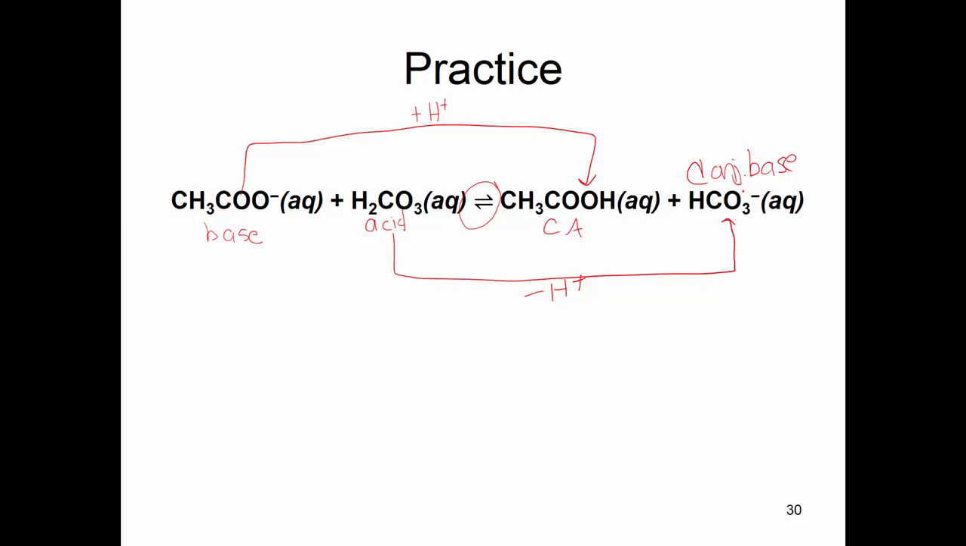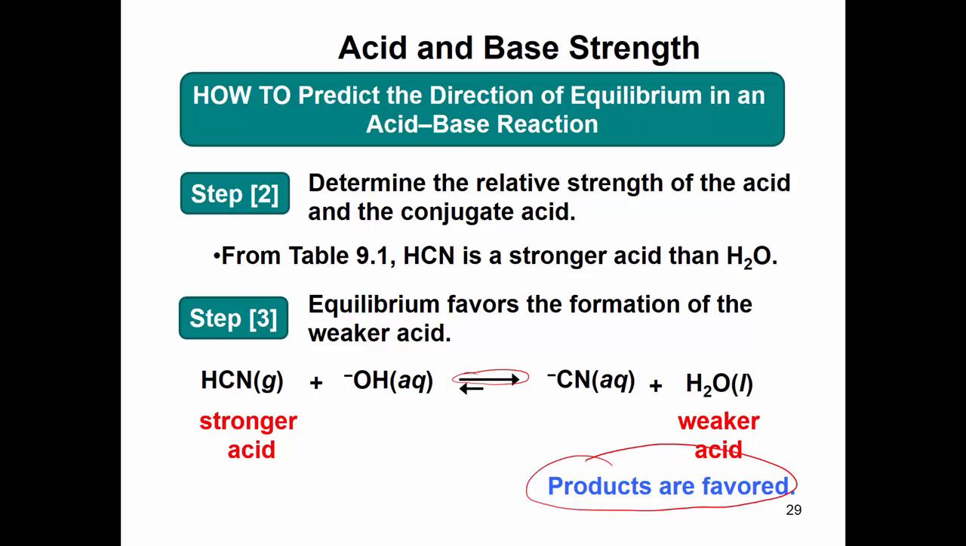Okay, therefore we still have a negative charge total on the right hand side and a negative charge total on the left hand side. Alright, so everything's labeled, but we're going to compare acid to conjugate acid. So we have carbonic acid and acetic acid. Okay, our rule is that the equilibrium drives to the side of the weak acid. So we need to go and look and see which one is weaker, carbonic acid or acetic acid.